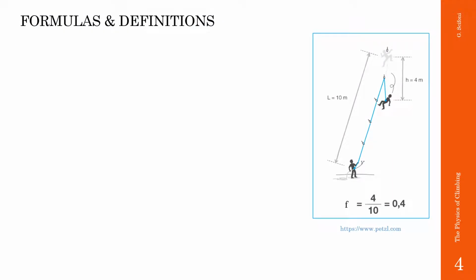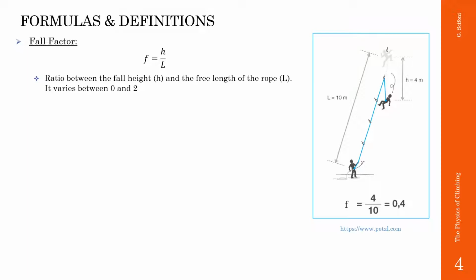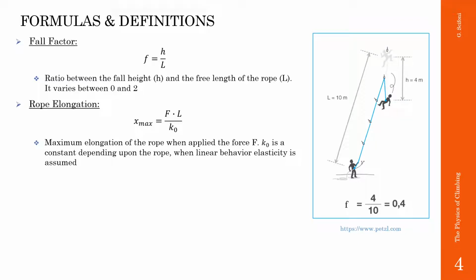The first definition, that is also the most important, is the fall factor F. It is the ratio between the fall height h and the length of the rope, capital L. It varies from 0 to 2. The higher F is, the more severe the fall is, as we will see soon after. Then we have the rope elongation, x max, that is the elongation when the maximum force, capital F, is applied. This elongation depends upon the rope's length and the constant K0. K0 is actually a constant only if a linear elasticity of the rope is assumed.